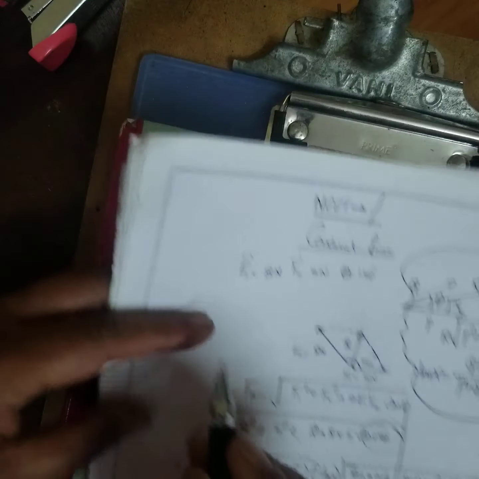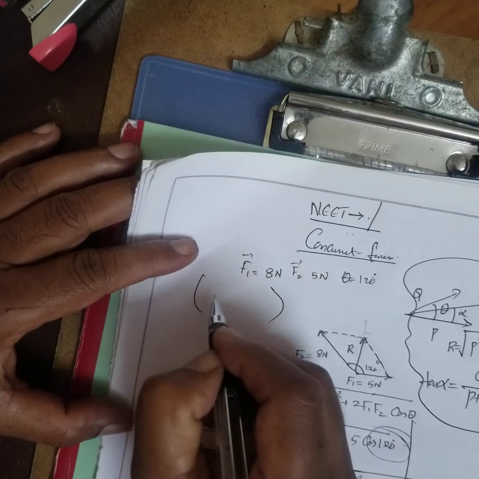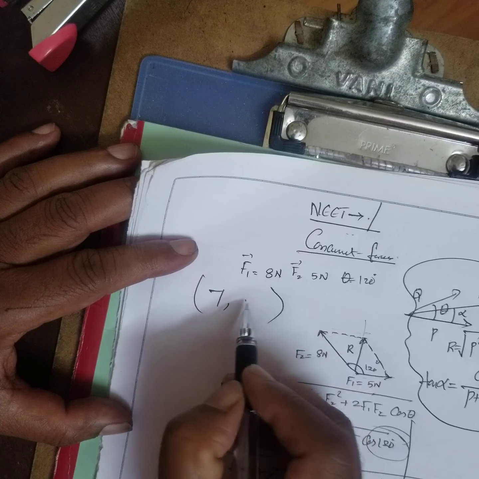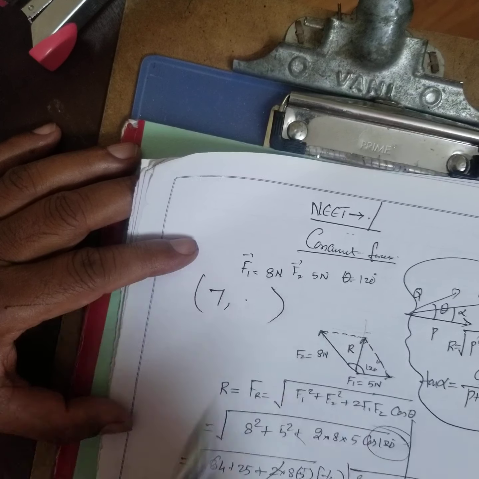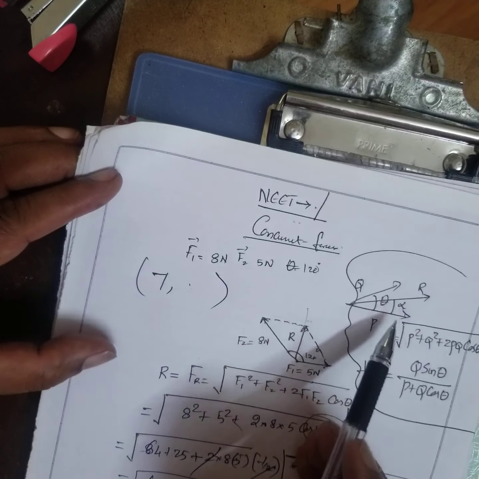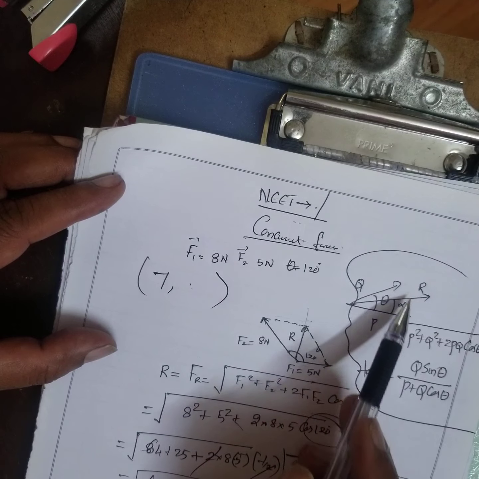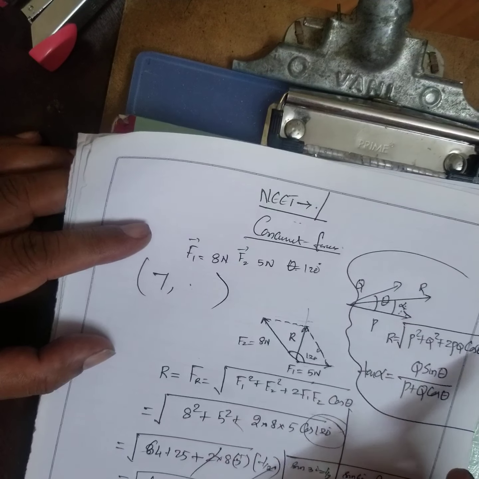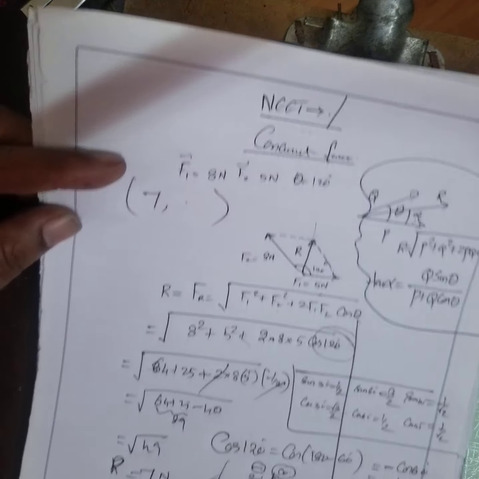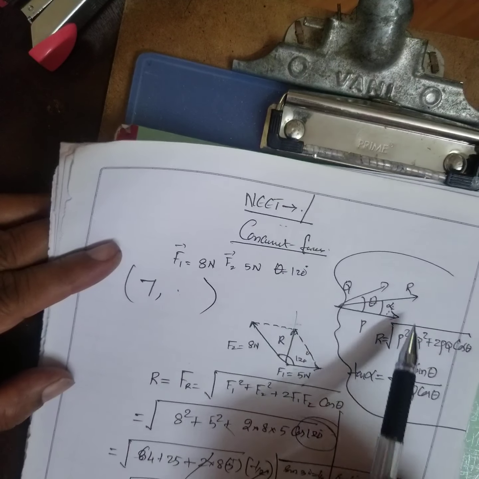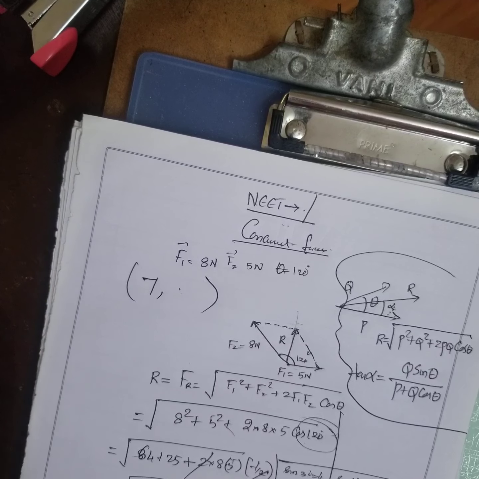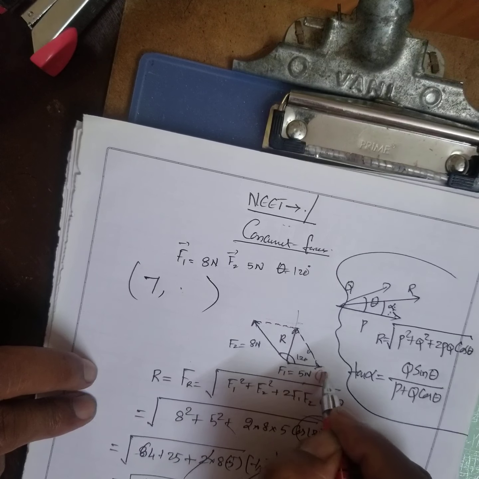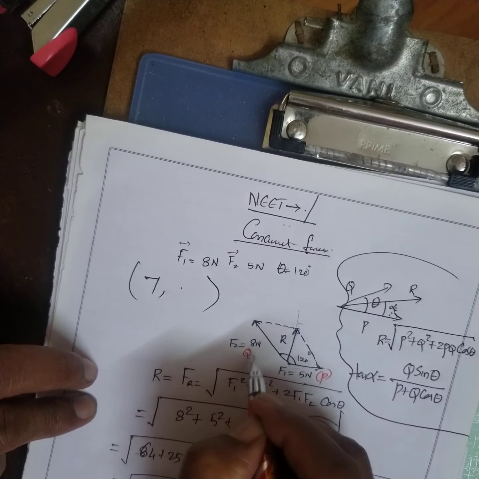Now they have asked another thing: the direction also. There are 4 choices there, 7 comma some angle. Angle means this is the direction. Alpha represents the direction of the resultant. How do I remember it? You have to do like this. This is P. This is Q.